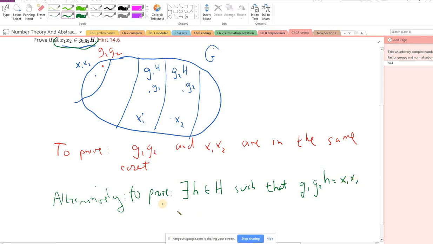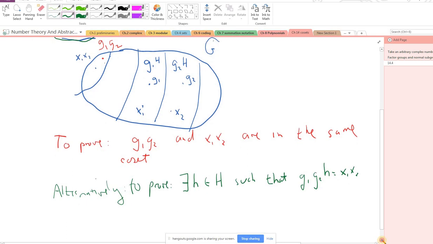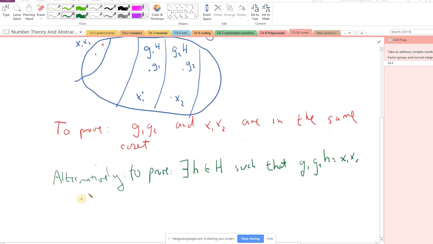So this is to prove. You can't use this in the proof. This is what you want to prove. Okay, so let's write down the givens again. We're given that x1 is in g1H, and x2 is in g2H, and H is normal. I just could not find a way to combine the two.